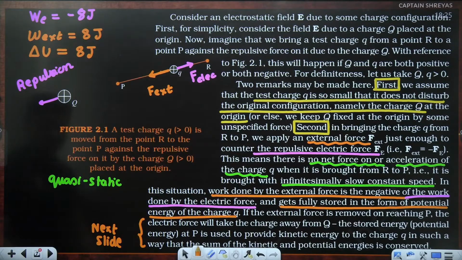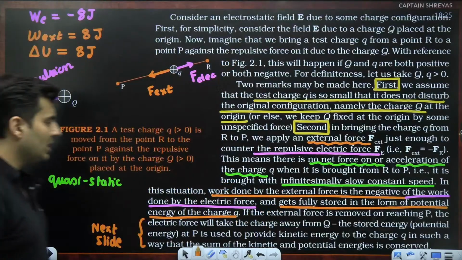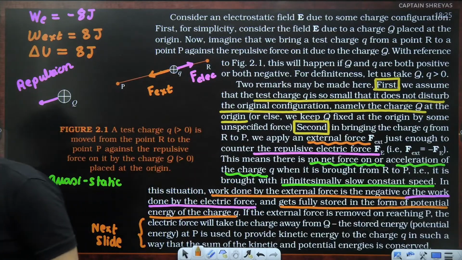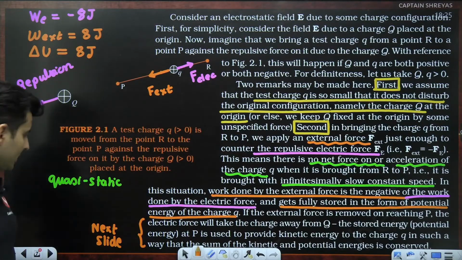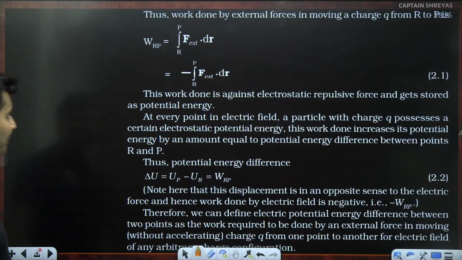Is that okay, everyone? Clear till this point? Shall we go ahead? Very good. Awesomeness. Let's move on.